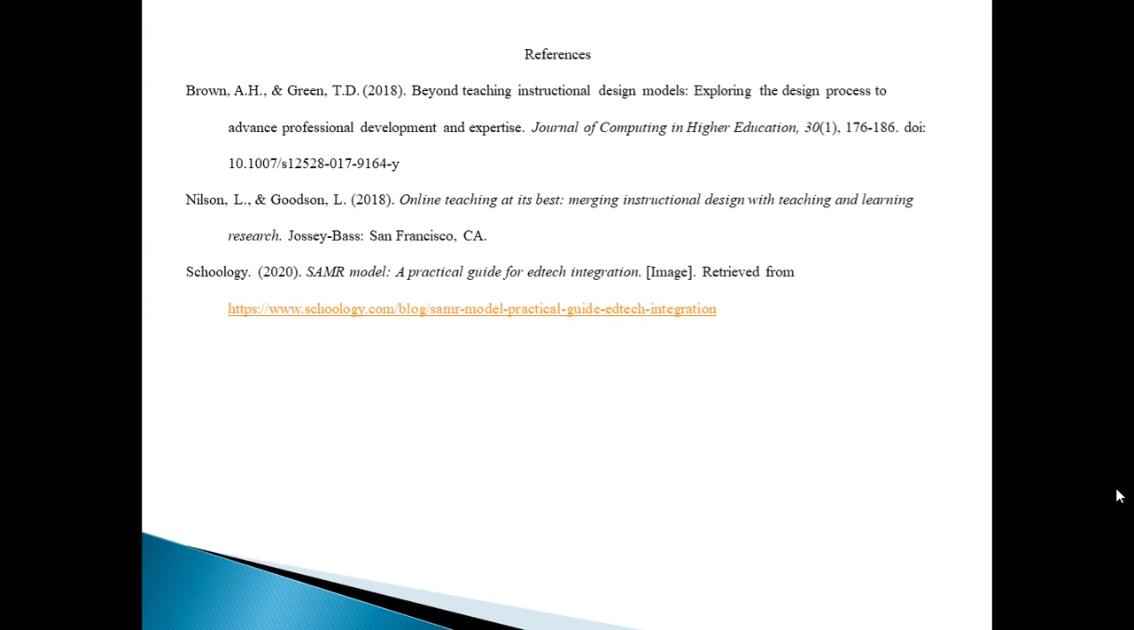If you're looking at some additional resources, again, the Brown and Green article, Beyond Teaching Instructional Design Models, is a great article to read about how to incorporate instructional design in the classroom. Nielsen and Goodson's book, Online Teaching at Its Best, deals with best practices, and Schoology promoted the image that was found inside of the presentation, the SAMR model.